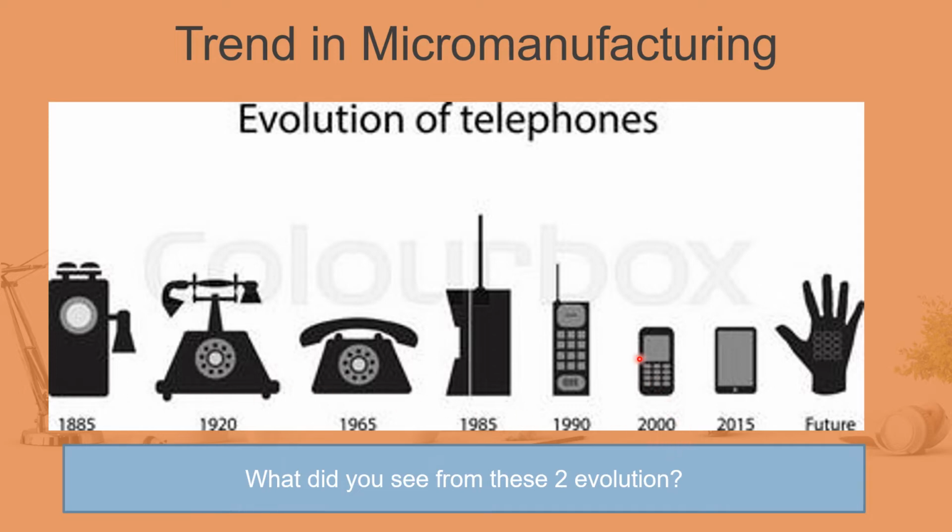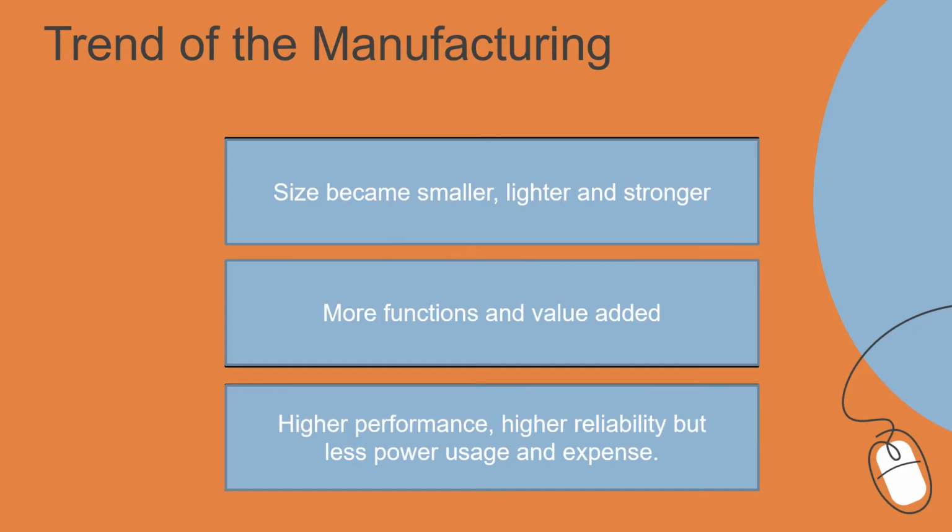What will be the other things that you can see from this one? What will be other than size? What is the other things that we can see from this evolution? Based on the trend that we see in the computer and the evolution of the telephone, we can see the first thing is of course the size become very small, and also stronger compared to the previous one.